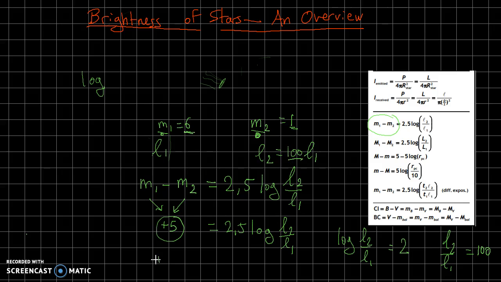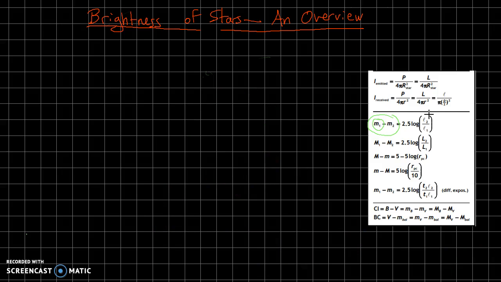So if the difference in magnitude is plus 10, this becomes 4. And log of L2 over L1 is 4. So L2 over L1 is 10 to the 4, or 10,000. 100 times 100. So I leave it to you as an exercise to demonstrate that when the difference in magnitude is 1, the ratio of brightness, so the ratio of luminosities or intensities, would be 2.51.